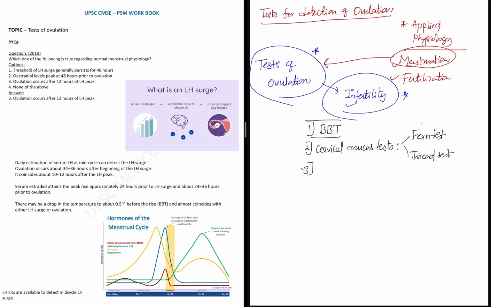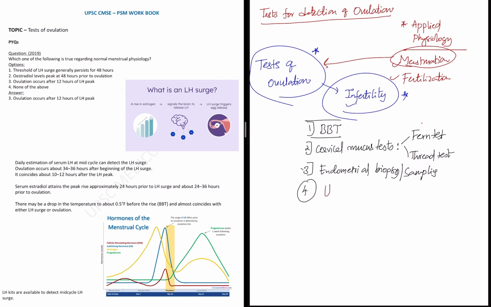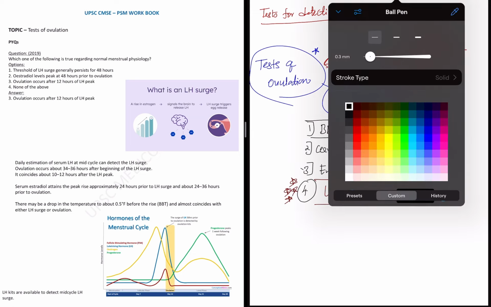The third area where questions are coming is endometrial biopsy or sampling. And the fourth most important, and actually the test of choice which is usually done, non-invasive, is ultrasonic visualization of the Graafian follicle. This is actually serial ultrasound. I'll let you know the time period when to do serial ultrasound, but it is the most reliable and most sensitive.